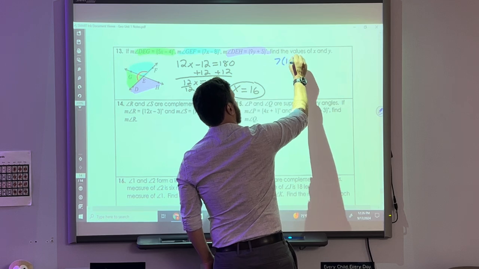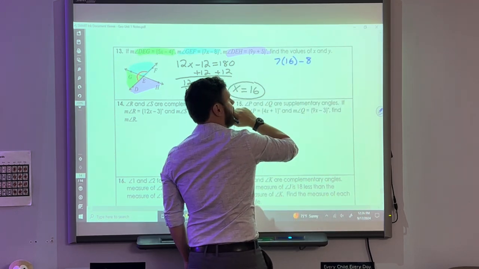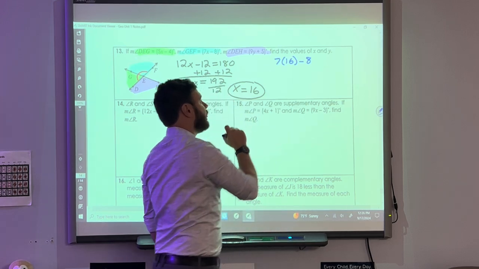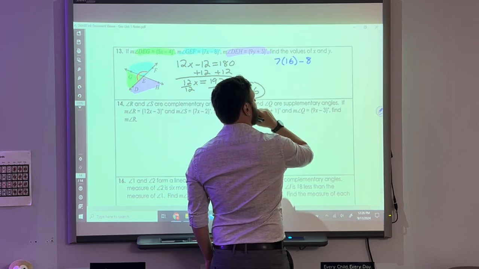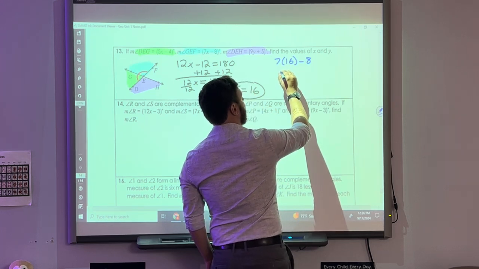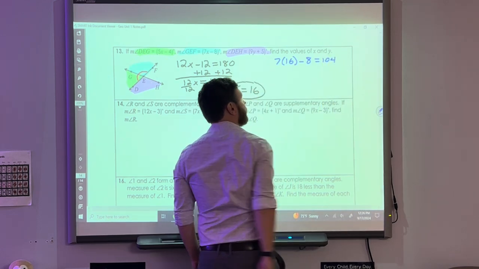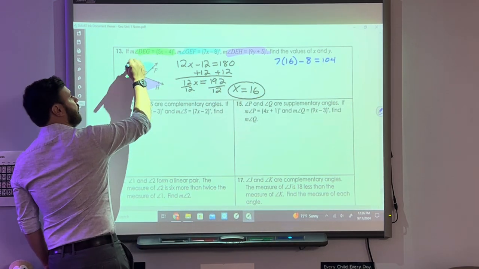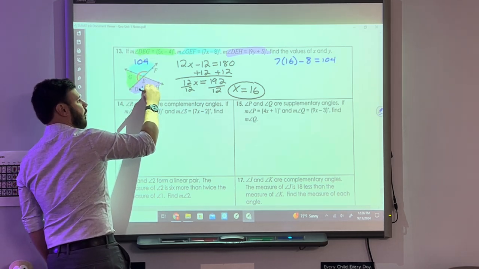7 times 16 minus 8. Okay, well that is 112 minus 8. Is that 104? So that is 70 plus 42. Yep, 104. Okay, so the blue is 104. That means this purple, which is vertical to it, is also 104.